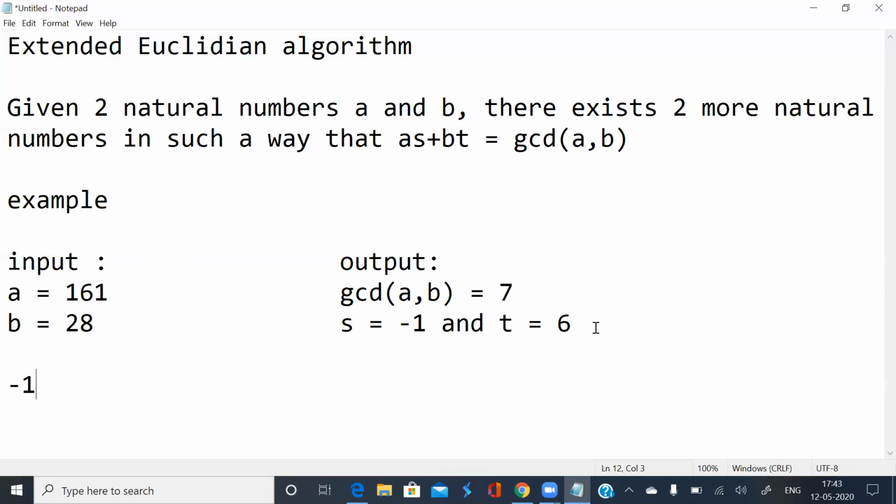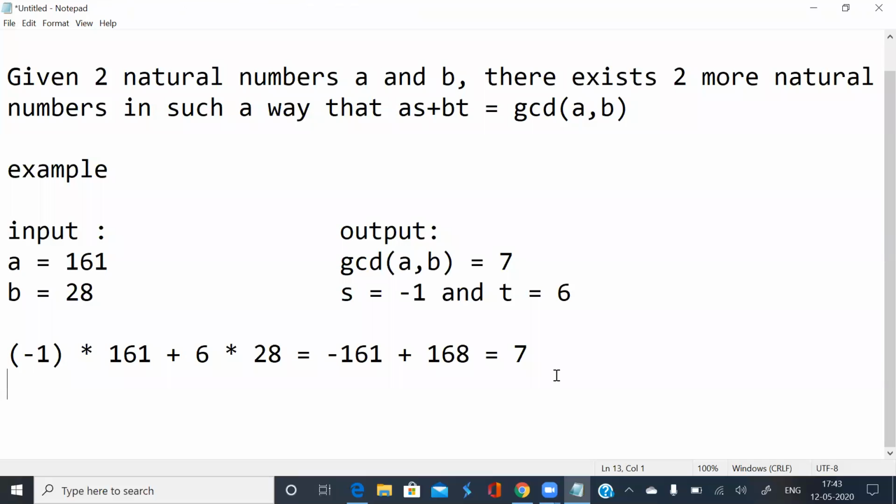Say -1 into 161 plus 6 into 28 is equal to -161 plus 168 is equal to 7. Okay. So there are some rules to prove it.